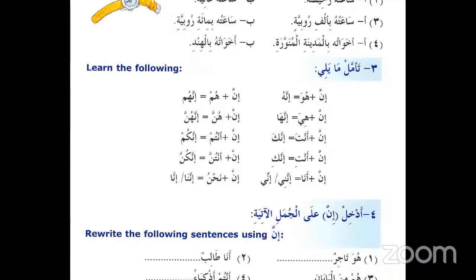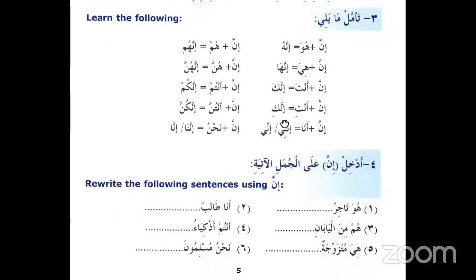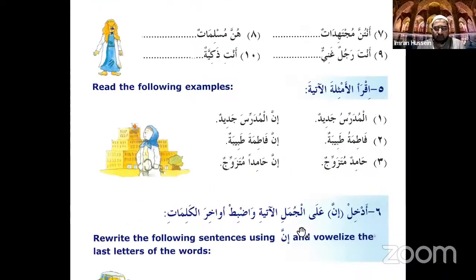Inna plus hum becomes innahum. Inna plus hunna becomes innahunna. Inna plus antum becomes innakum. Inna plus antunna becomes innakunna. And inna plus nahnu becomes innana or inna. Excellent. Okay. There are 5 questions. I'm going to ask you to do 3.